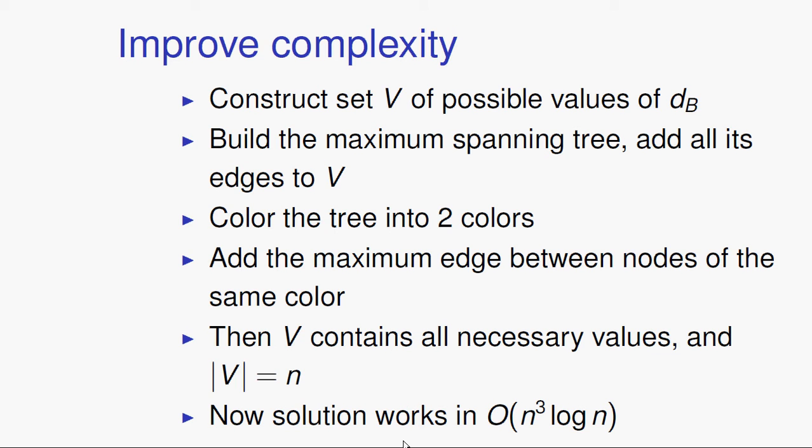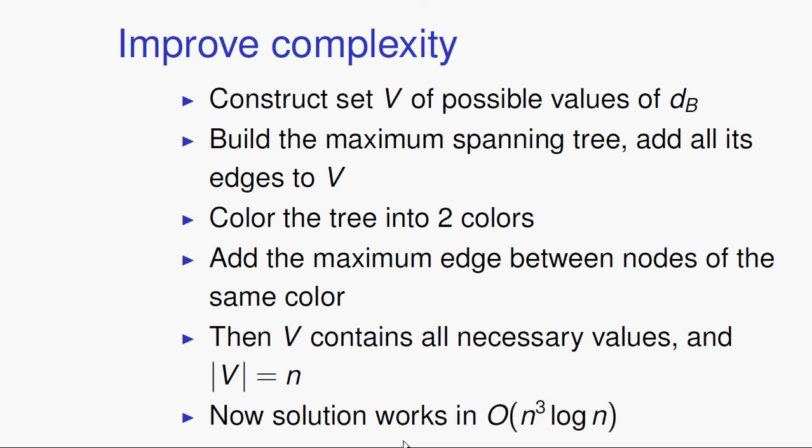We also need to color the tree into two colors, so that there are no two nodes which are neighbors and have the same color, the basic two-coloring problem. And then we will add the maximum edge between nodes of the same color to the set V, and then we can prove that this is a sufficient set, so that any value for dB is contained among set V.